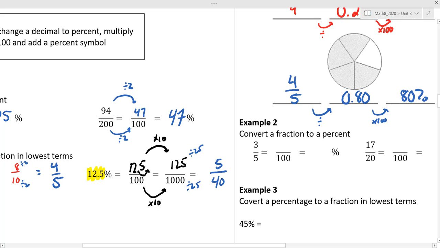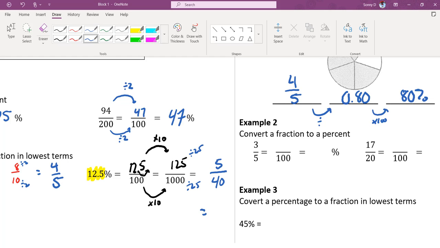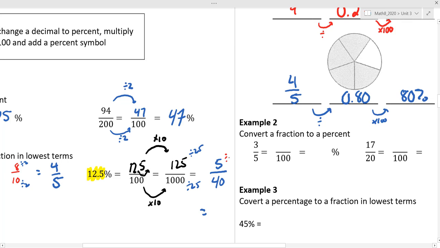Is this reduced? Can it go further? It can go further. Then what was it? No? What can we divide by? Divide by 5. Okay, and this is maybe one question on the test that'll make you do something this difficult. 5 divided by 5 is 1, 40 divided by 5 is 8. Is that hard? No? Awesome, if you find it easy.